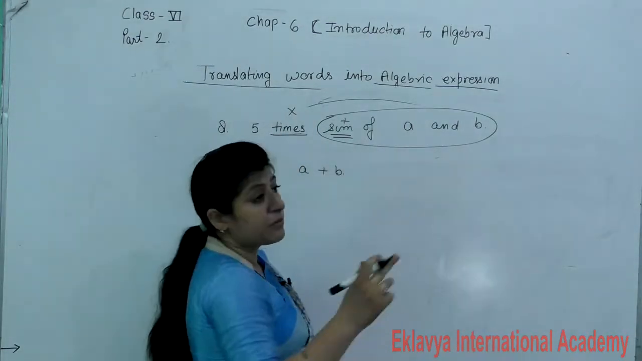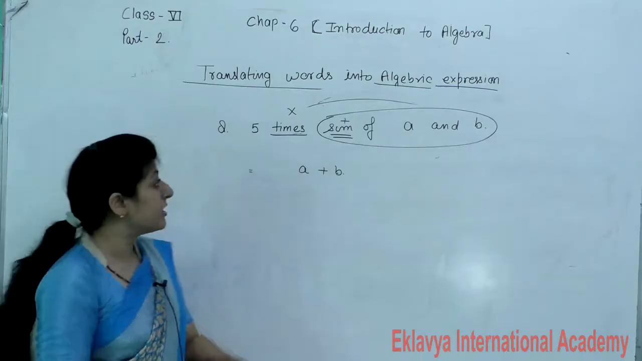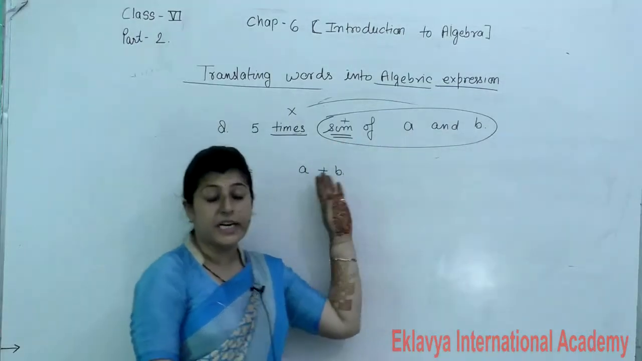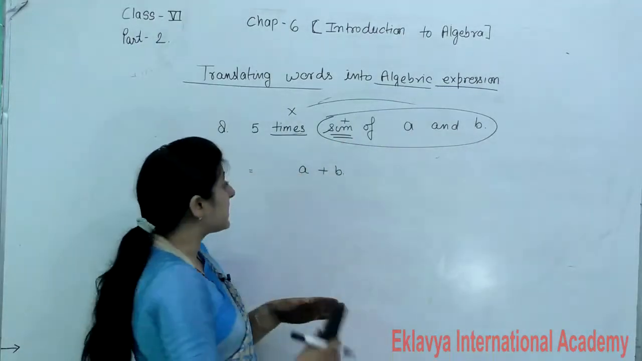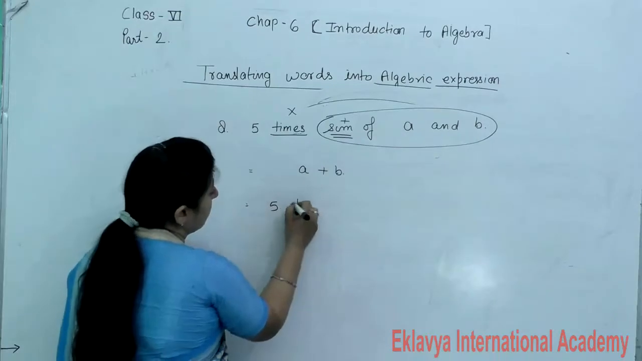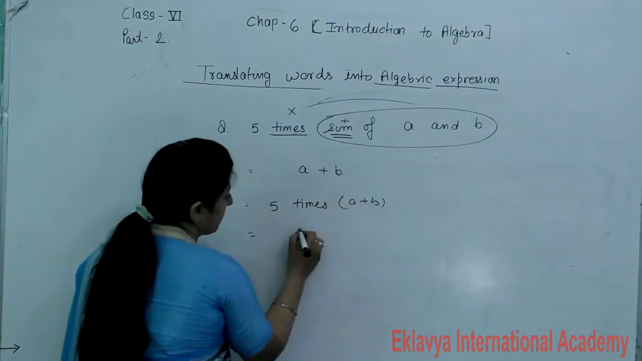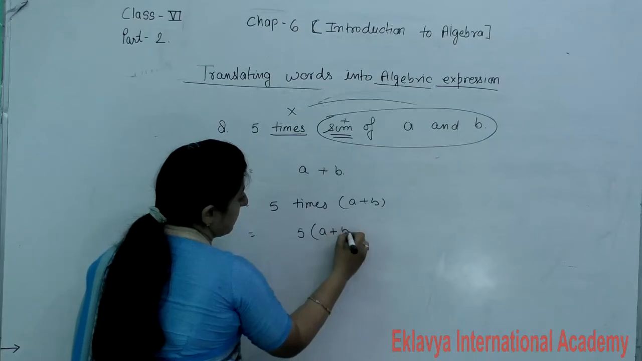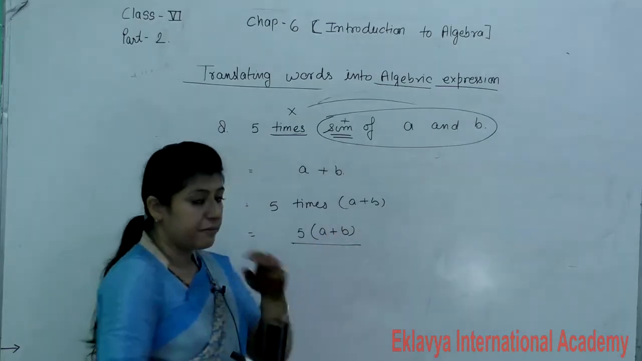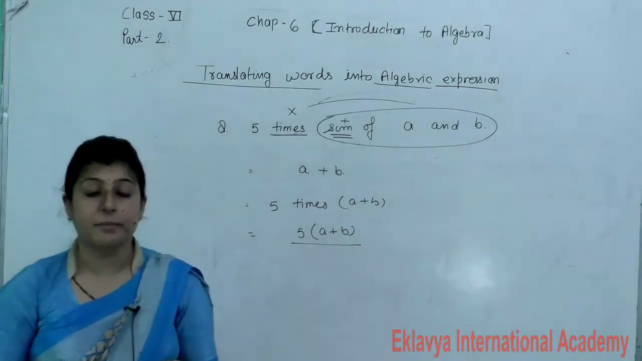5 times sum of A and B. It means firstly we will solve sum of A and B, which is A plus B. Now it becomes 5 times (A plus B). 5 times means multiply. Then the answer is 5 multiplied by (A plus B).